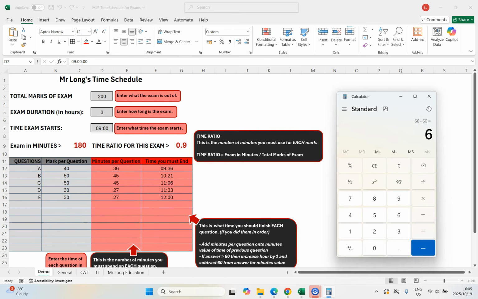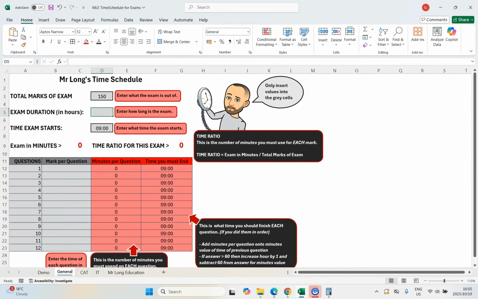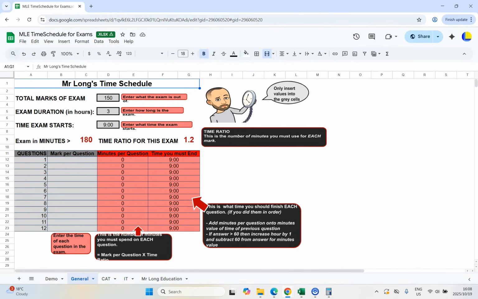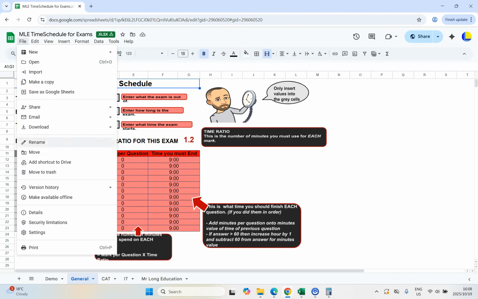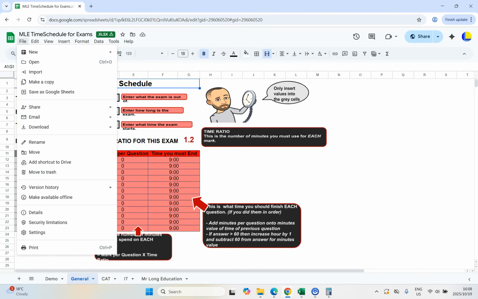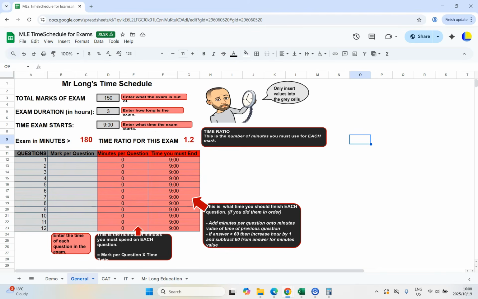So what I've done over here is I've got a spreadsheet, which I've already done the calculations for you. If you want to, you can download this document at tinyurl.com/Mr. Long time schedule. When you go to that link, it looks something like this. Make sure that you don't try to edit this one, because then you're editing it for everyone. Rather get your own copy. You come here to file and then download, and you can download your own spreadsheet version. It will download a copy where you can then go and edit it yourself with your own values.